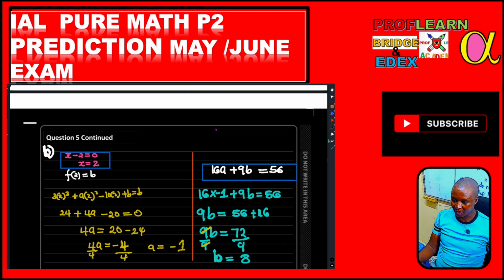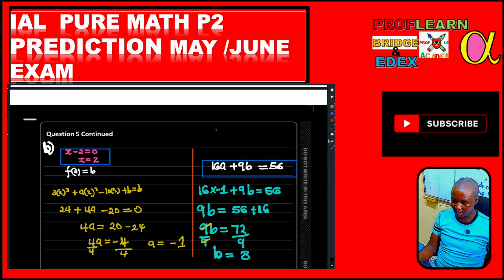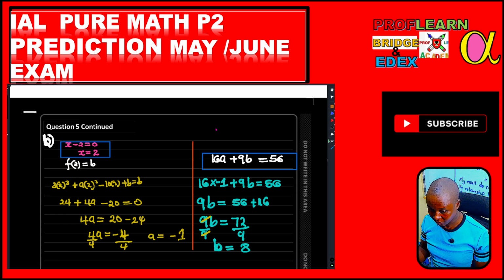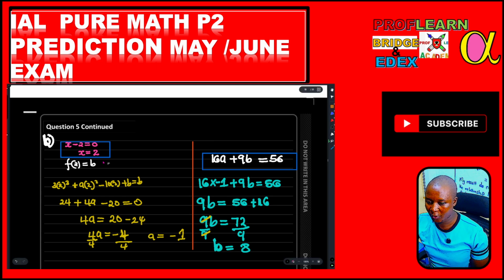Now we have the second equation in this case. When we substitute 2, we are going to get 3 into 2 cubed plus a 2 squared minus 10 times 2 plus b equals b. So you can see b and b are going to cancel out.